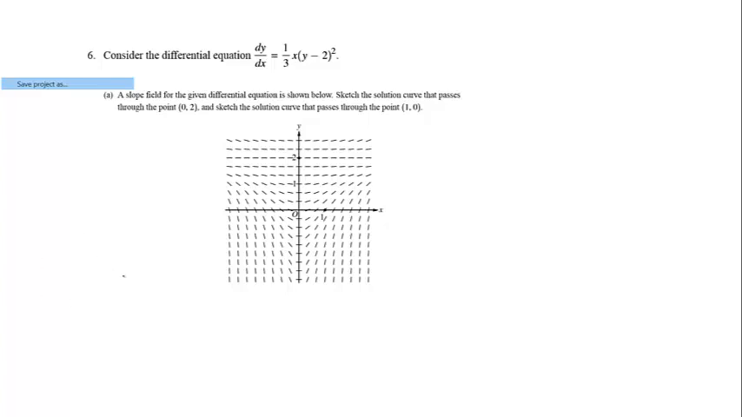So we're going to be doing two things, and basically we're just going to be drawing what we see. First of all, it says this solution curve passes through the point (0, 2). So here's (0, 2) here. What pattern do you see happening? I just see a straight line going all the way across. So you just draw what you see.